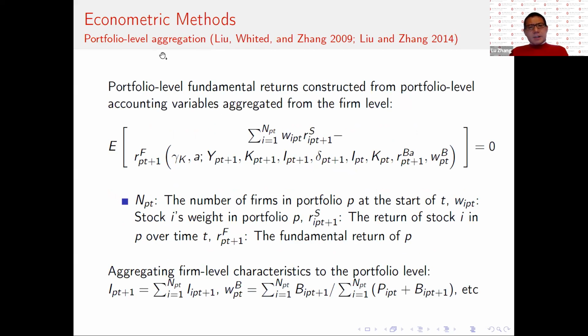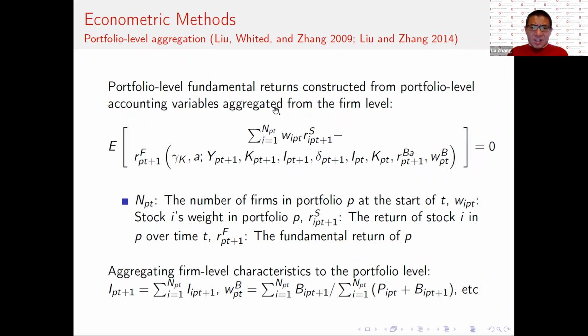Right, so in addition to working capital as an additional productive input, another conceptual innovation of our paper is the aggregation procedure. In our prior work in Liu and Zhang, we implement all the estimation at the portfolio level. In other words, we aggregate firm characteristics to the portfolio level, and then construct portfolio level fundamental return to match with portfolio level stock returns. And that's the moment condition implemented in our prior work.